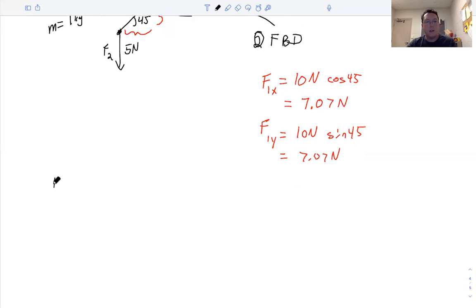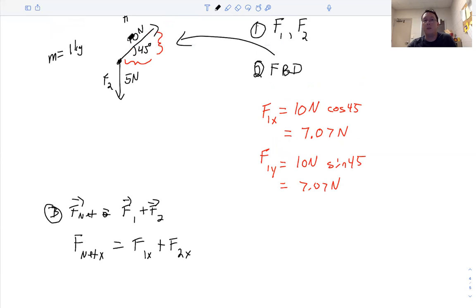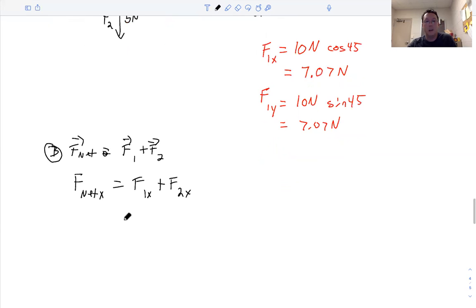Then I write out step 3, which is to construct the net force. So the net force is going to be the sum of these: force 1 plus force 2. I have to add them as vectors, which you always do in component form. So F net X is going to be force 1x plus force 2x. I see that force 2 has no x component, only force 1 has an x component. So that's simply going to be 7.07 newtons.